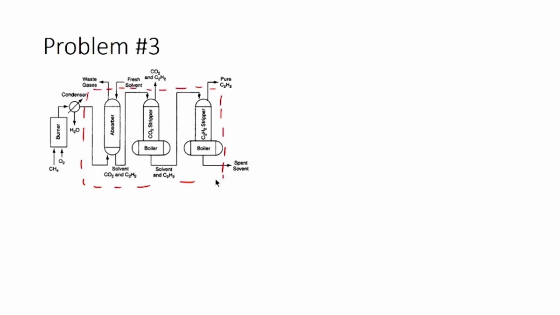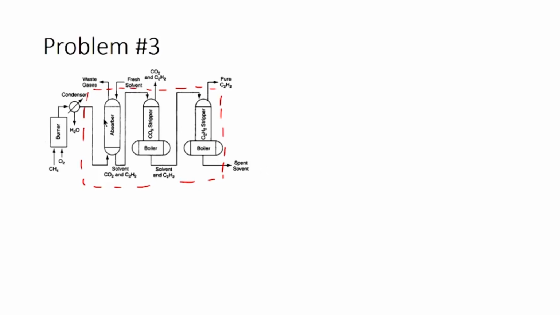When we choose this system, we have the mixed gases coming in, and waste gases leaving, and then carbon dioxide and acetylene leaving through the CO2 stripper, and the pure acetylene and spent solvent leaving. We are not interested in any information about the solvent, so we do not have to worry about the solvent or its flow rates. We just need to identify acetylene.